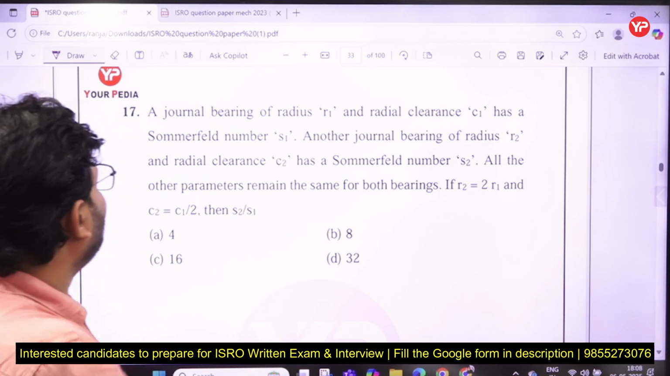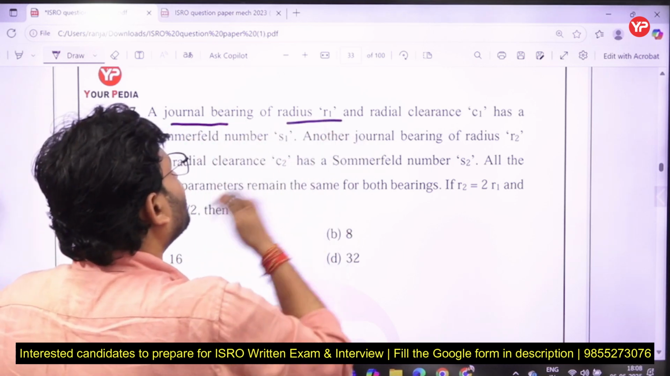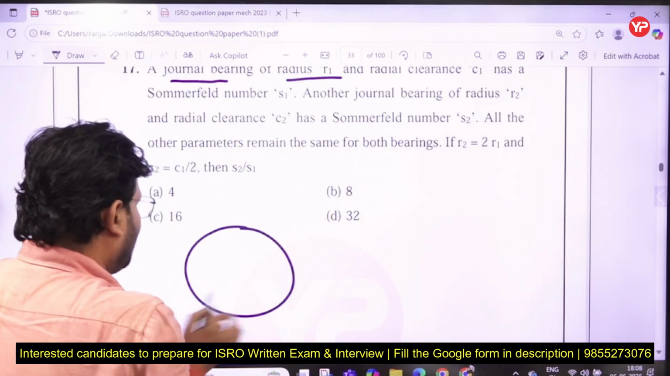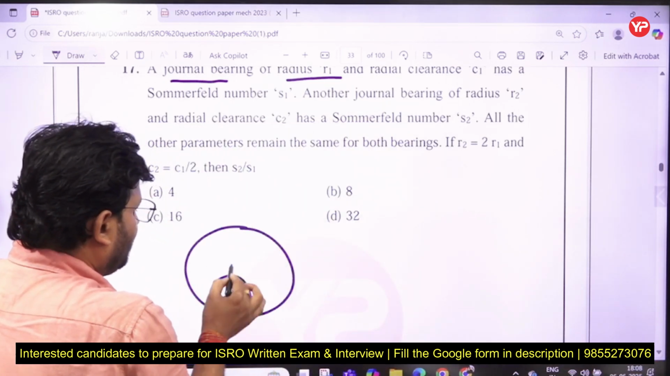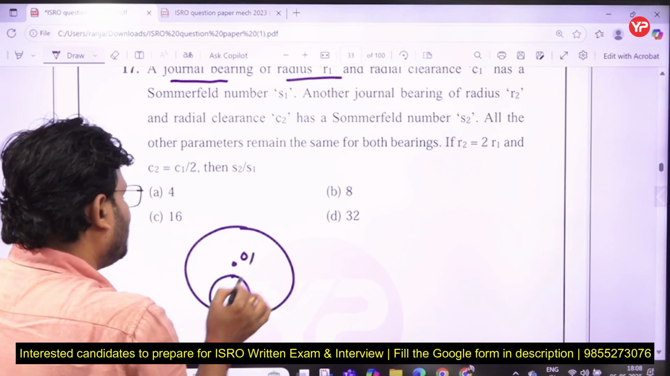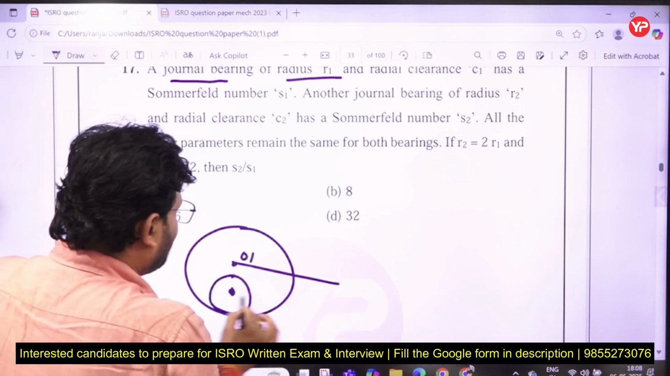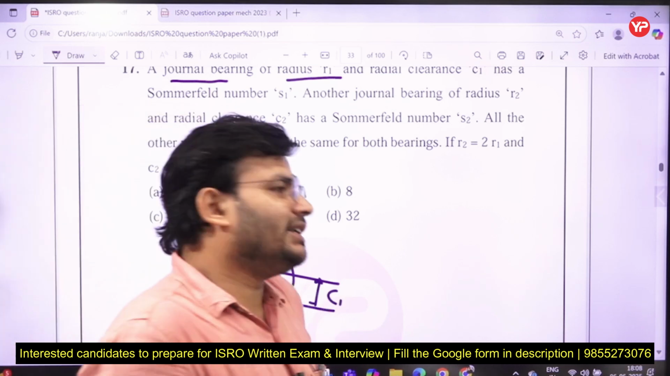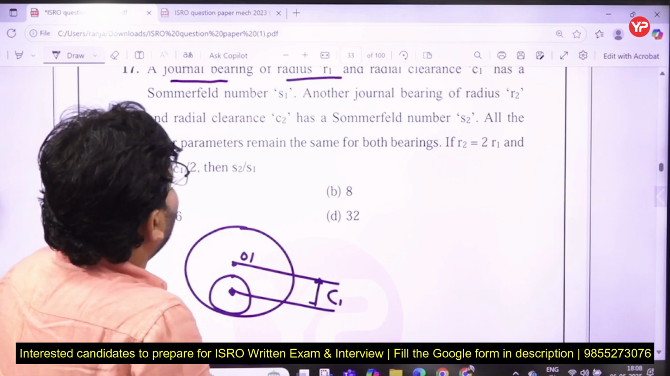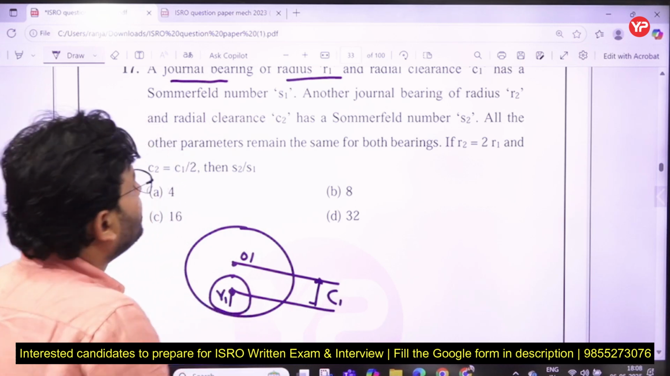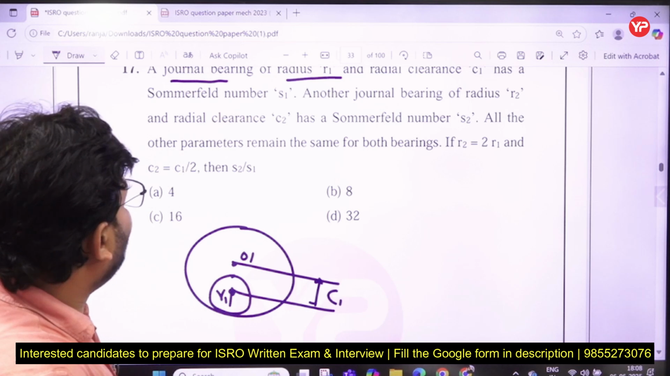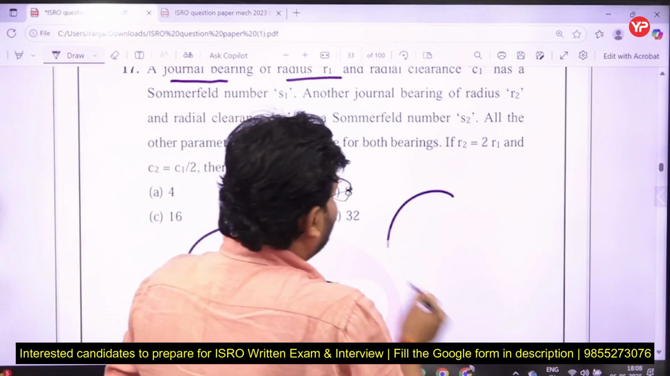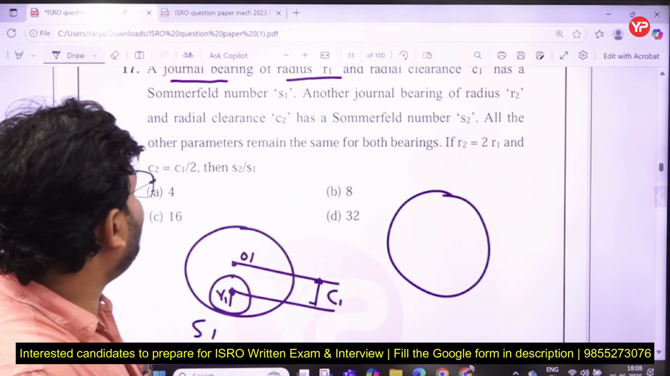The question is very simple. A journal bearing of radius r1. See, my dear friends, suppose that is your bearing and that one is your journal, with O as the center, and this gap is called the radial clearance c1. So the journal bearing has radius r1, radial clearance c1, and Sommerfeld number s1. Fine. Then there is another journal bearing of radius r2 and radial clearance c2.